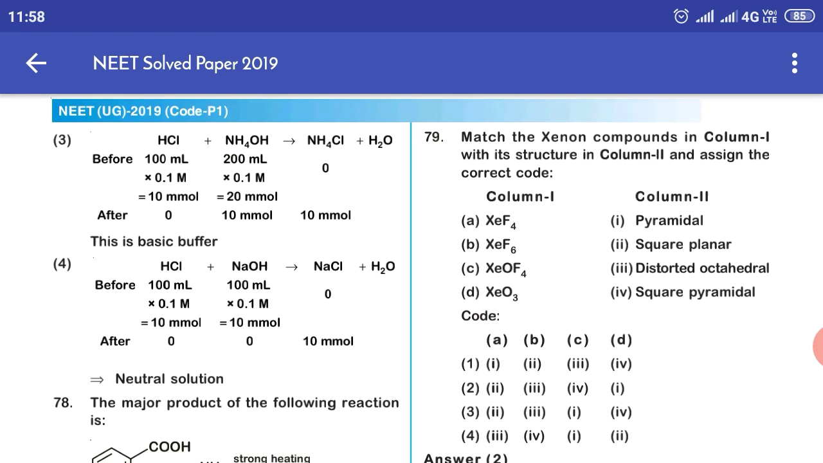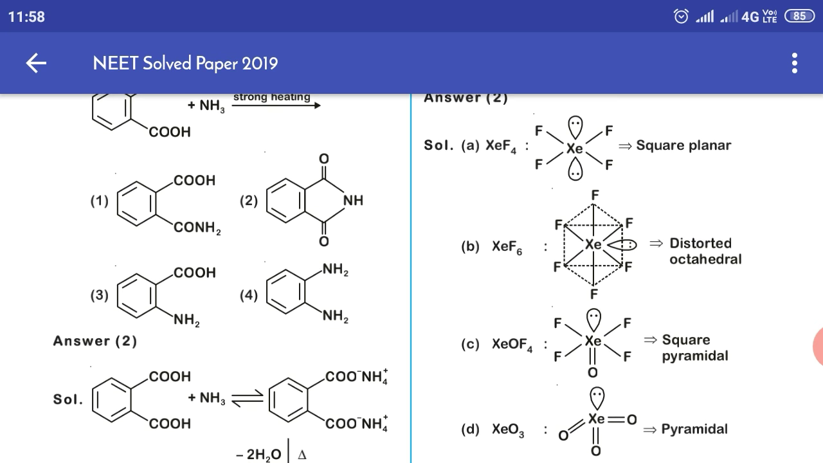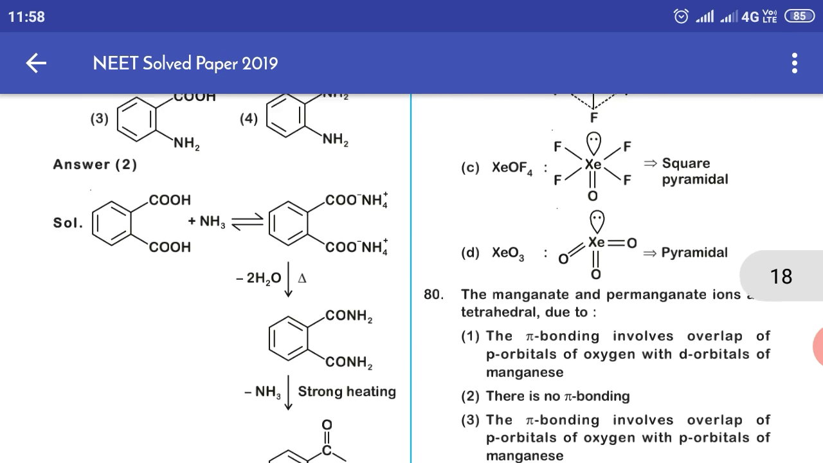79. Match the xenon compounds in column 1 with its structure in column 2 and assign the correct code. XeO4, you know, is square planar; XeF6 distorted octahedral; XeO3 pyramidal; XeO4 square pyramidal. All other structures given, you can write down in your note copy, or you can watch the videos, you can learn concentrately or for a longer time. You have to understand.